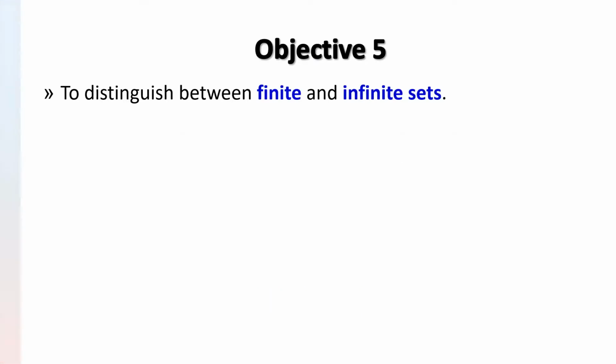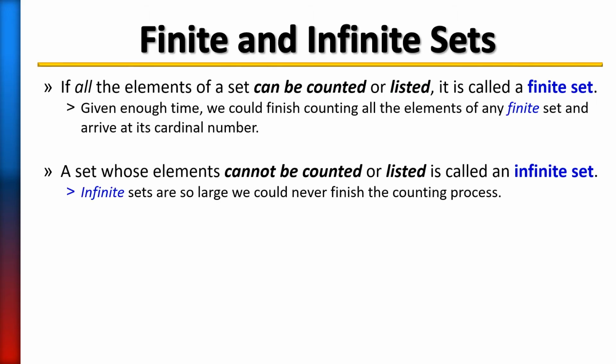In this lesson, we're going to distinguish between a finite and an infinite number of sets. So if all the elements of a set can be counted or listed, then it is a finite set. And that means that given enough time, you could finish counting all the elements of any finite set and arrive at its cardinal number. You'll be able to tell how many members are in that set. It may take a little time, but it's doable.